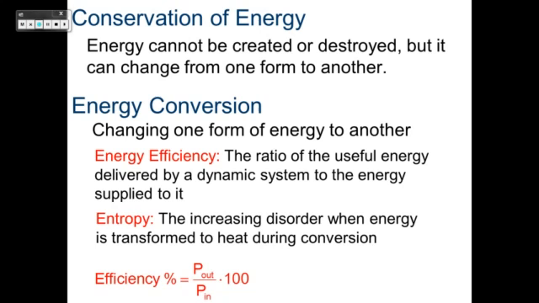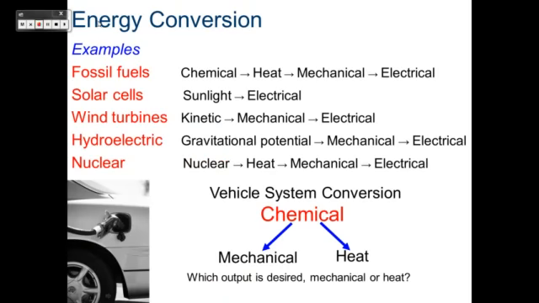Energy conversion: we typically want to know the energy efficiency when we do a conversion. Entropy is the amount of disorder, or what you lose. When we look at efficiency, we do our power out over our power in, multiply it times 100, and that's in a percentage.